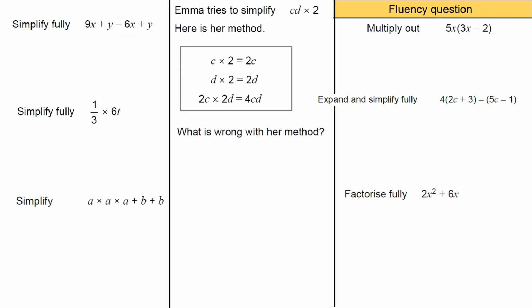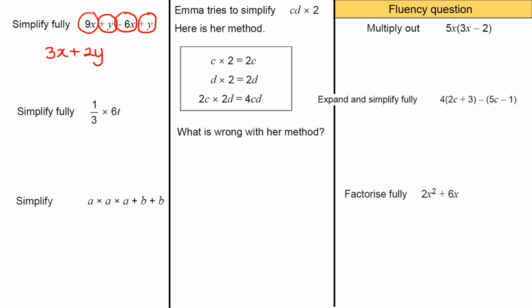Right, so this slide here is going to be the majority of the algebra questions that I'm going to go through with you. So simplify fully. We know we're going to be collecting like terms. We've got 9x, we're going to be taking away 6x, so that's going to be 3x. We've got y, and we're going to be adding y, so that's going to be 2y and not y squared.